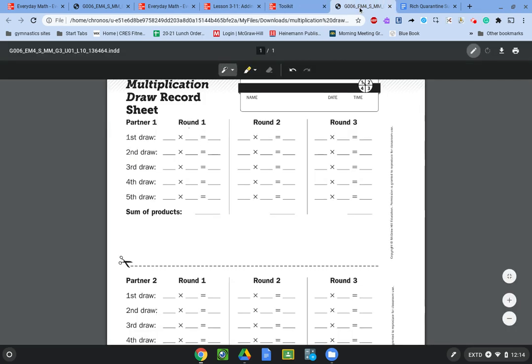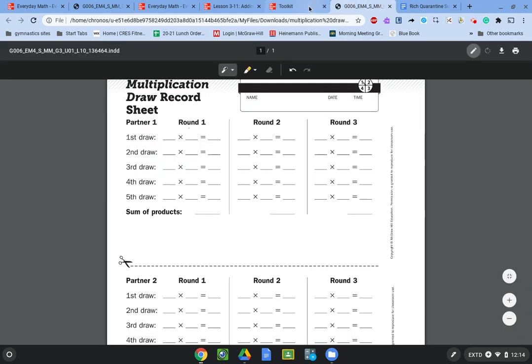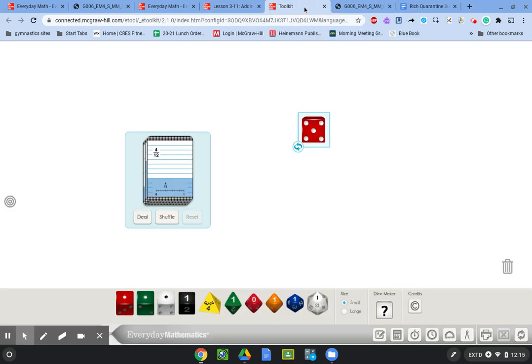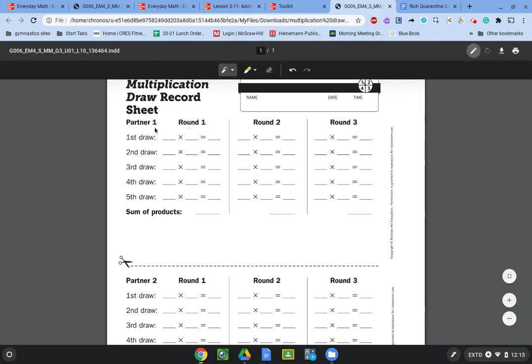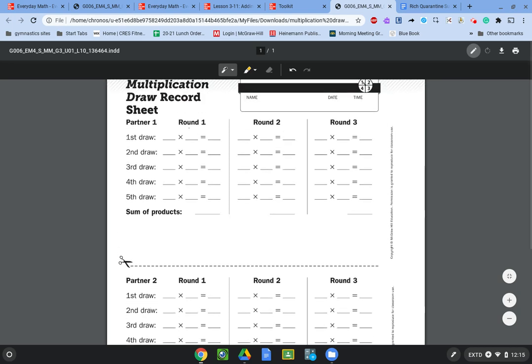Okay, so those are the things we need for this game. We also need this, which your teacher may hand out to you, a multiplication draw record sheet. Okay, so if you have your cards, your die, and your record sheet, you are ready to play the game. And here's how it works. You can see on the record sheet, we've got partner 1, partner 2, and we've got 5 different draws, okay? You're trying to get the highest score you can get. So let me show you how it would go.